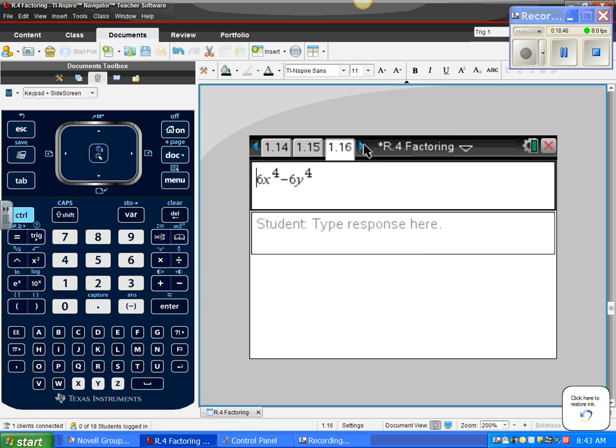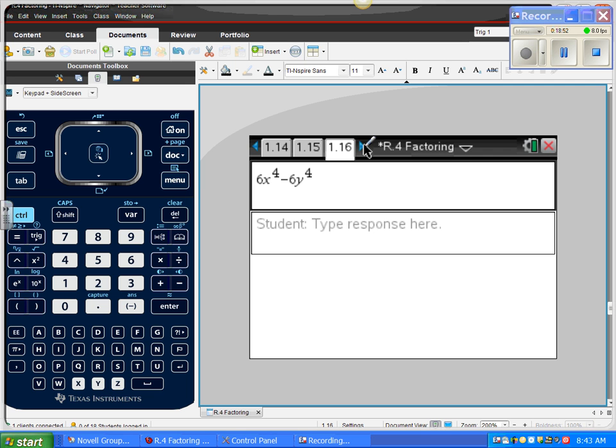6x to the fourth minus 6y to the fourth. So again, you're going to pull out a GCF, which is our 6, leaving x to the fourth minus y to the fourth. And then difference of two perfect squares, right? We know the square root of x to the fourth is x squared. So x squared plus y squared, x squared minus y squared.